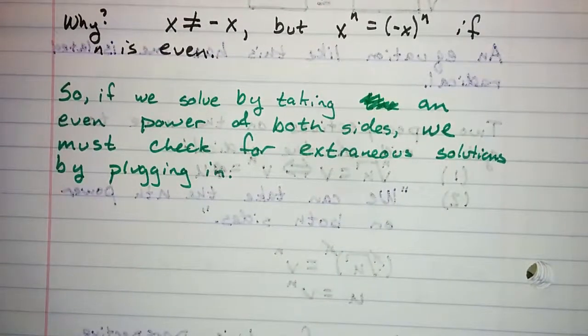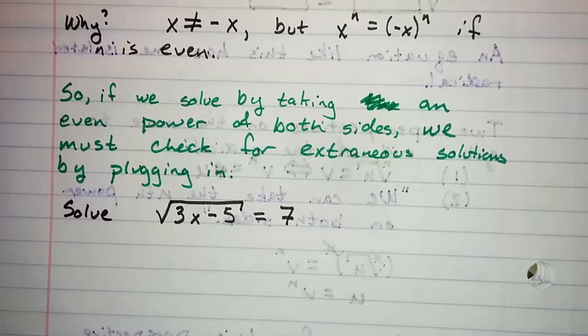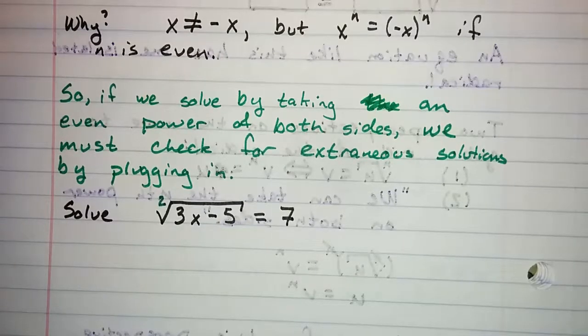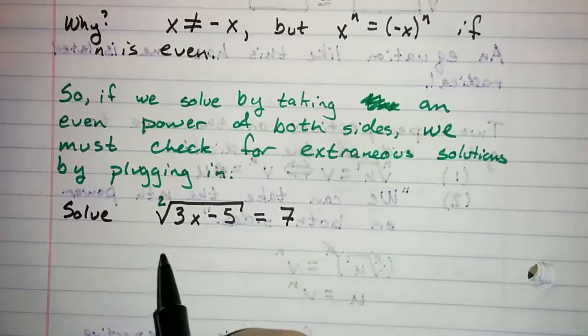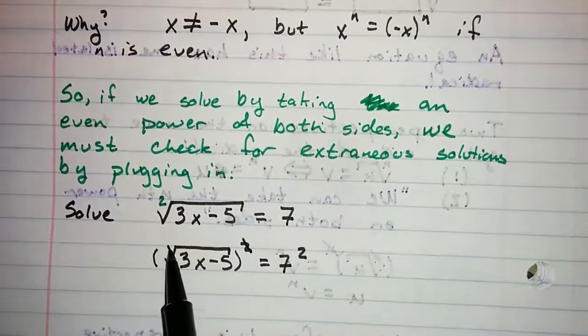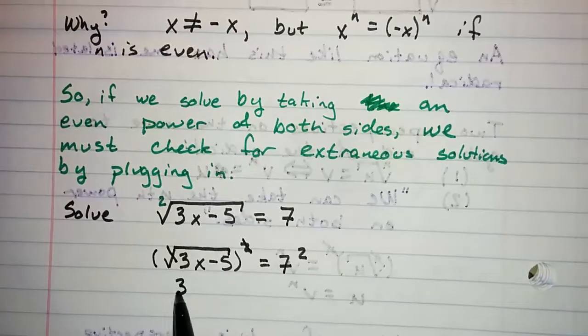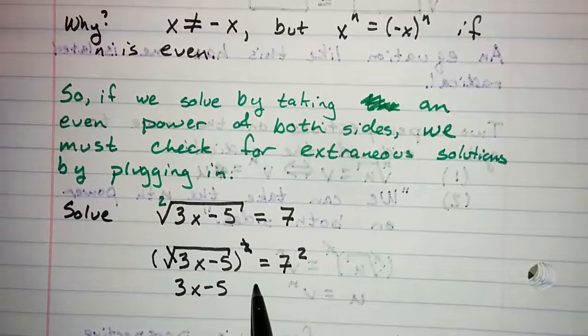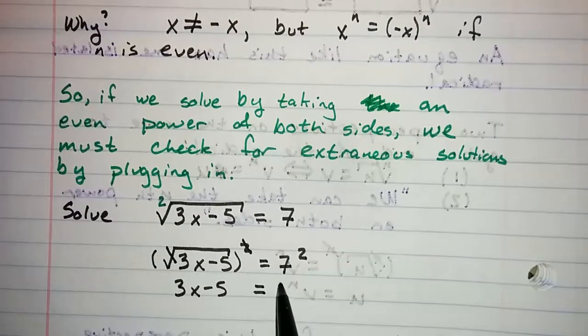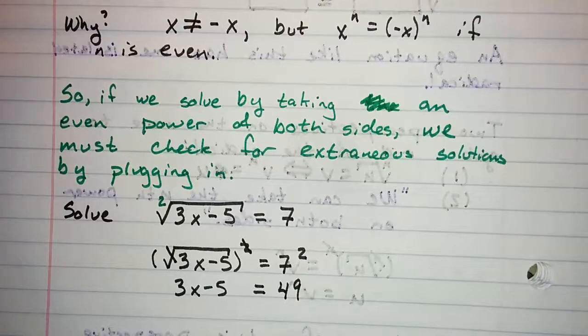Let me have you try one of these. Solve the equation square root of 3x minus 5 equals 7. Pause the video and try this now. All right, again, if there's no index, it means the square root. So this means we want to take the second power of both sides. The square and the square root cancel, and we get 3x minus 5 on the left. On the right, we get 7 squared is 49.